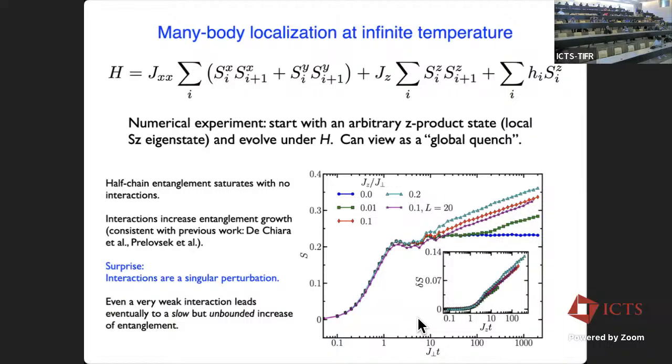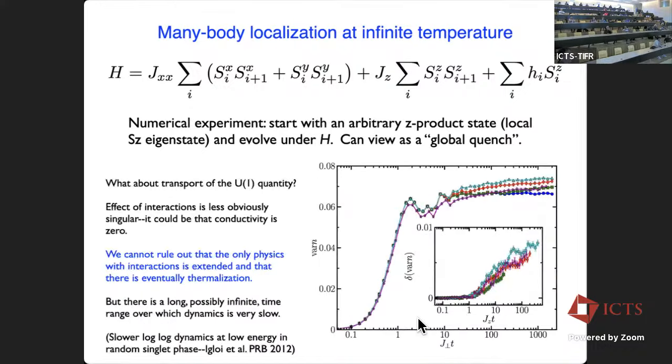And when that growth starts, it might take a long time if the interaction is very weak. But once it starts, the slope is not changing by very much. And note that this is a log-linear scale. So this is basically entanglement growing like log t, but in a way where the slope with the log t doesn't care about the strength of the interaction. And anyway, if I look at transport, you could say, well, maybe this is just delocalizing.